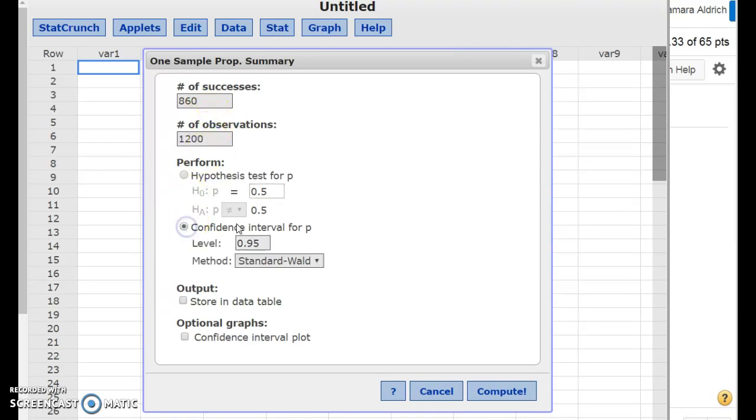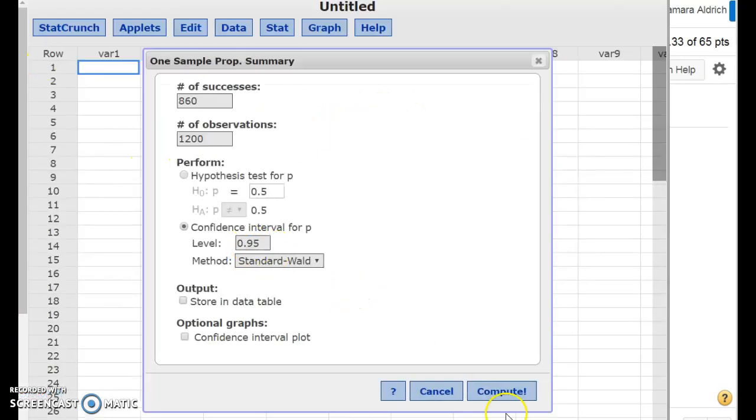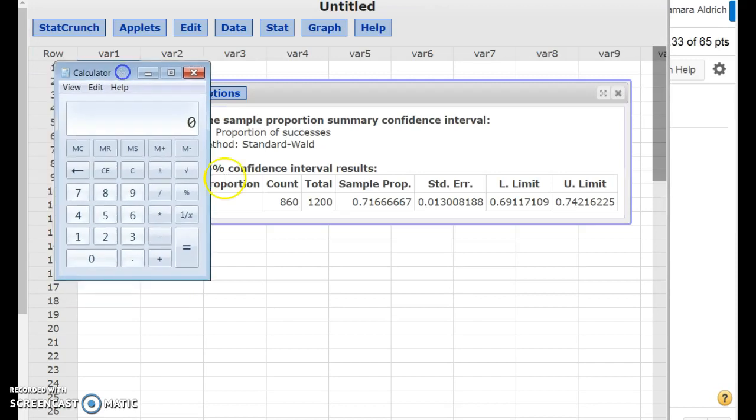And we're looking for a confidence interval that's 95% confidence. We actually have that already set as 95. So then we hit compute. And so from our sample, if those were our results from our sample, we can be confident that the entire population, not just the 1,200 people, but the entire population would have a proportion somewhere between this lower and upper limit. So let me just show you one more thing here.